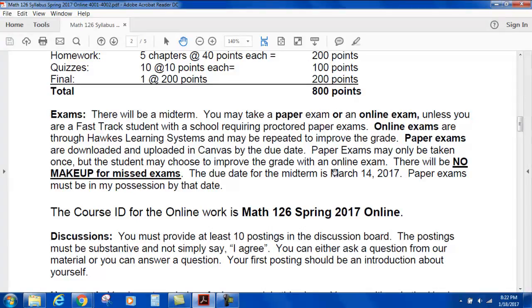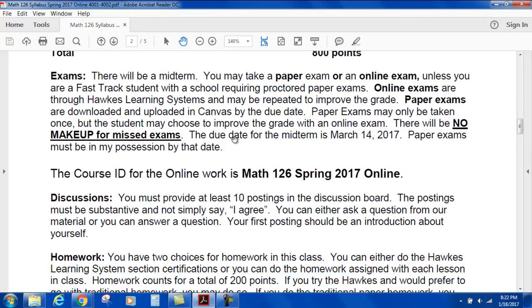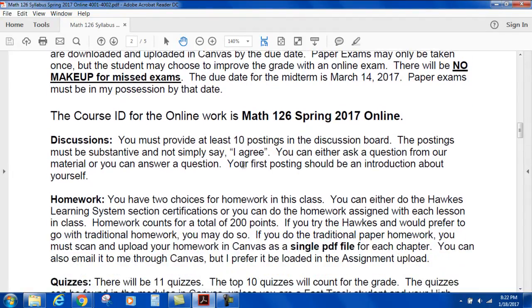The due date for the midterm is March 14th, 2017. Oh, I forgot that part. There'll be no makeup for missed exams. Paper exams must be in my possession by that date. If you're going to do the paper exam and upload it in Canvas, it needs to be a single PDF file, not 7 individual pages. So if you're going to do online work, the course ID is Math 126 Spring 2017 online. You get to that from the Hawkes Learning System. You'll see that with the book.